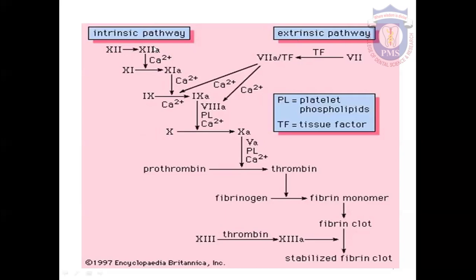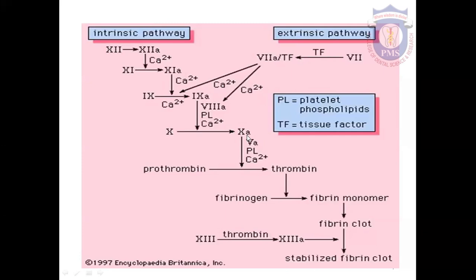So the first, intrinsic pathway: there is activation of factor 12, which causes activation of factor 11, which again activates factor 9. Factor 9 and factor 8 together activate factor 10. From factor 10, you have a common pathway of coagulation. The extrinsic pathway begins with the release of tissue factor, which will cause activation of factor 7. And factor 7, along with calcium and factor 8, will activate factor 10.